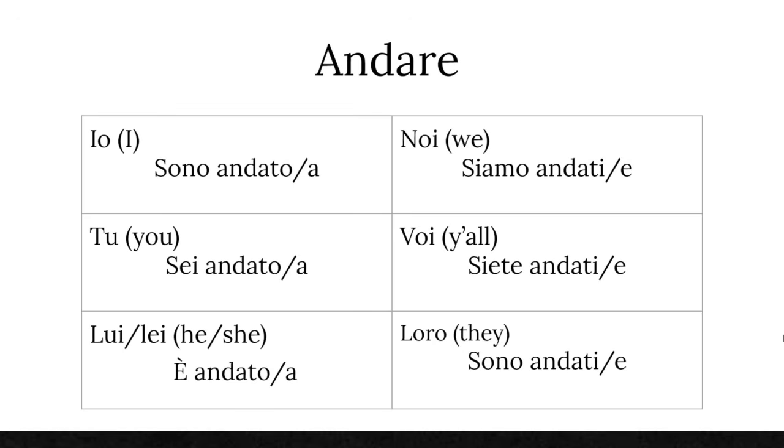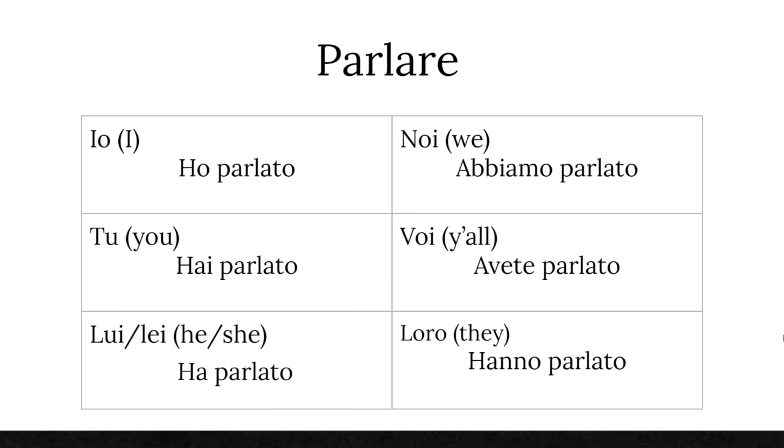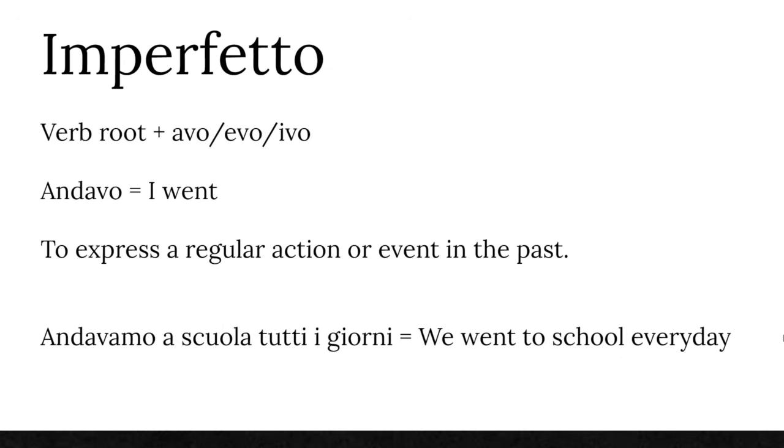So, noi siamo andati. We are a group of men or a group of men with some women. Noi siamo andate, group of women only. Okay? Same thing then. Voi siete andati or voi siete andate. Loro sono andati, loro sono andate. Okay? Is it clear? You need to adapt the past participle only when you're using to be. As we have seen, when you use to have, the past participle is always the same. Okay, so let's move on.